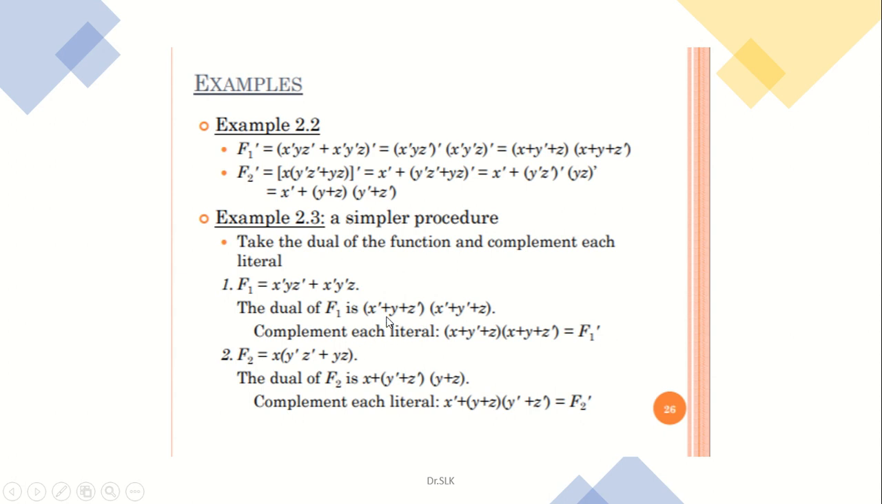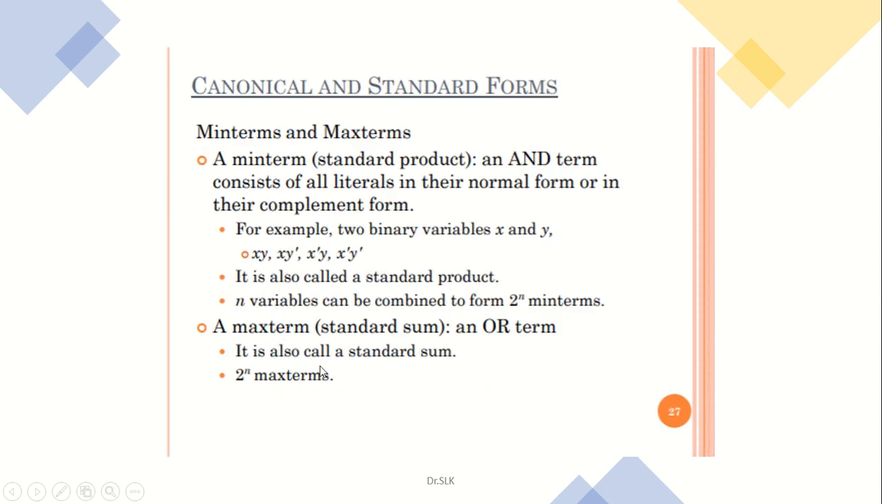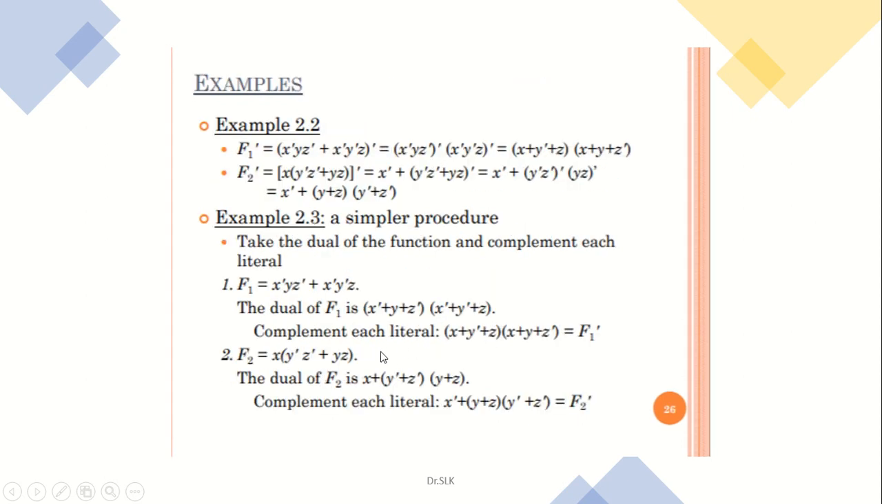Taking the complement means you complement each literal. So x y bar into plus z, and x plus y plus z bar, this is called y1 dash. Like the same, this is called a sum of products, so by taking the dual it becomes a product of sums. Now after taking this product of sums, you have to complement the literals alone. This is the easiest procedure for complementation.